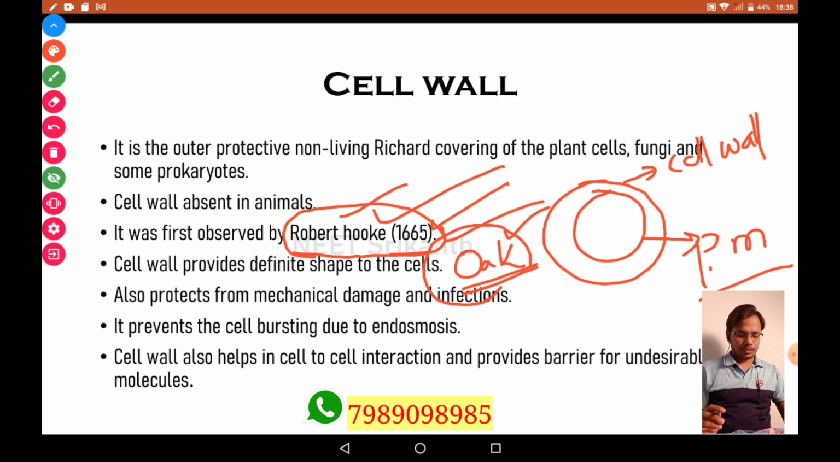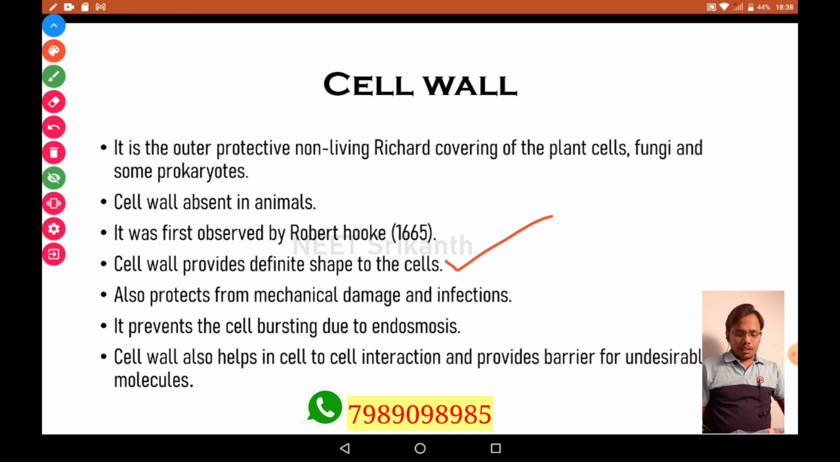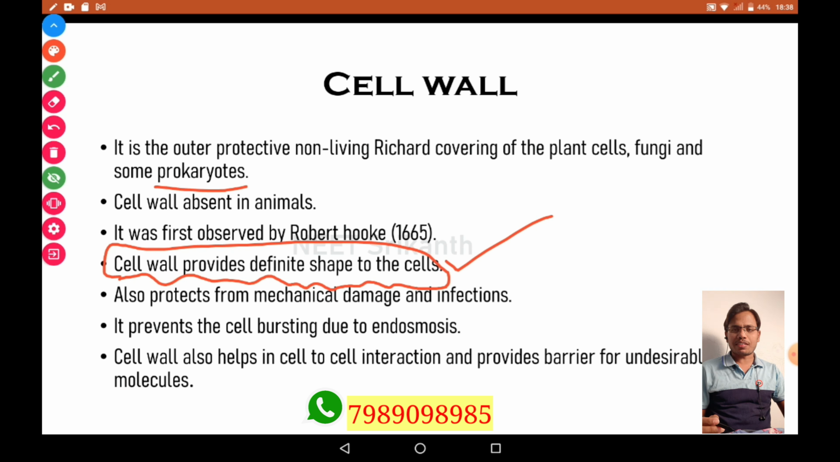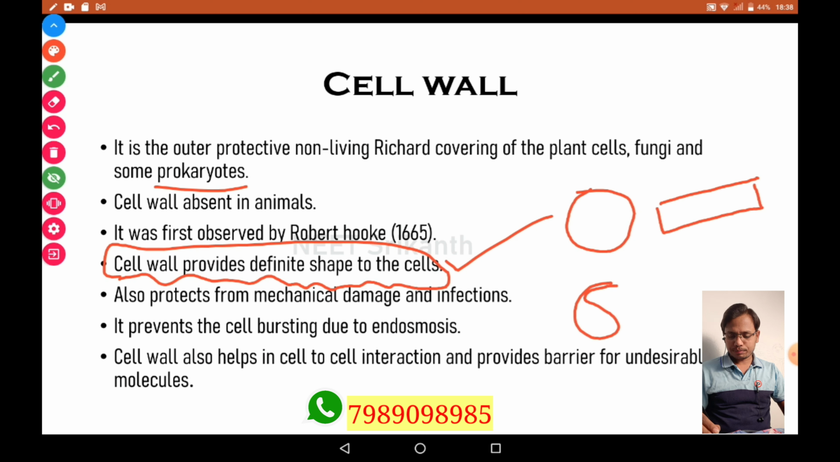Oak. Then next, the cell wall gives the particular shape desired. Cell wall provides the definite shape to the cells. For example, you can take the prokaryotes. The prokaryotes like bacteria also have the cell wall. So based on the cell wall composition, the bacteria have 4 different shapes. What are they? Already we know.